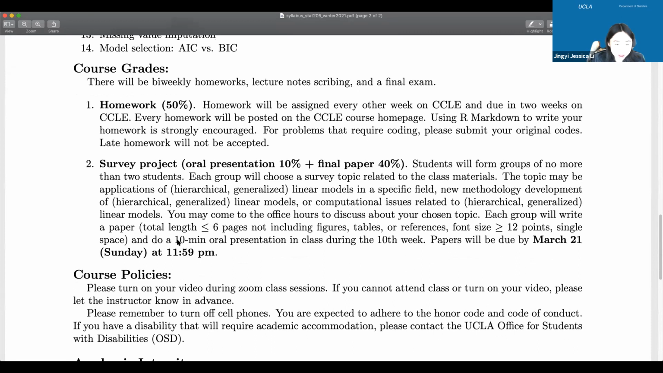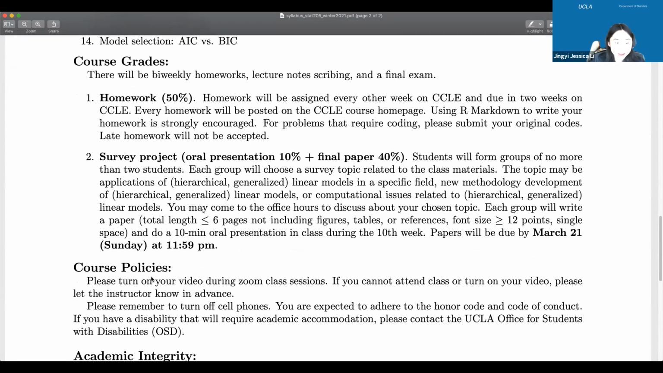And so for the policy, for this time, I would like to ask everyone, if possible, to turn on your video during the Zoom class sessions. I think this is a way for us to have better communication. I can see your facial expression to see whether you're confused or you understand. And I think that can also give you a more disciplined way of listening to the lecture. Probably that will be helpful.